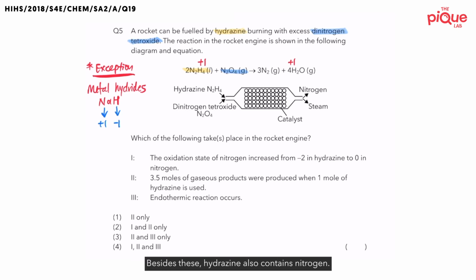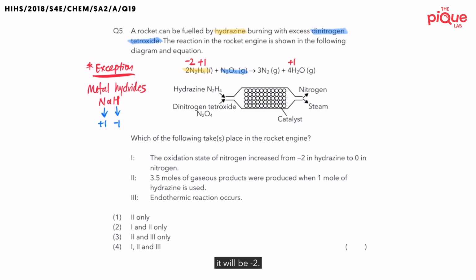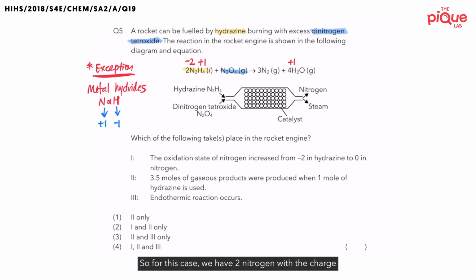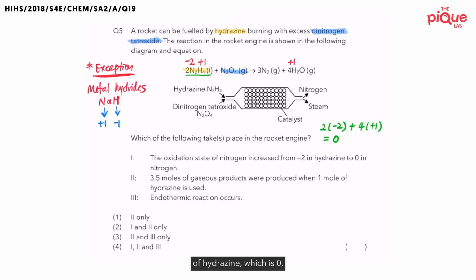Besides this, hydrazine also contains nitrogen. So the oxidation state of nitrogen, if you were to work it out, will be -2. And this is in accordance to the rule which we have learned in redox, whereby the oxidation states of all atoms in the compound must add up to the overall charge. So for this case, we have 2 nitrogen with the charge of -2 and 4 hydrogen with charge of +1. So overall, these will add up to the overall charge of hydrazine, which is 0.